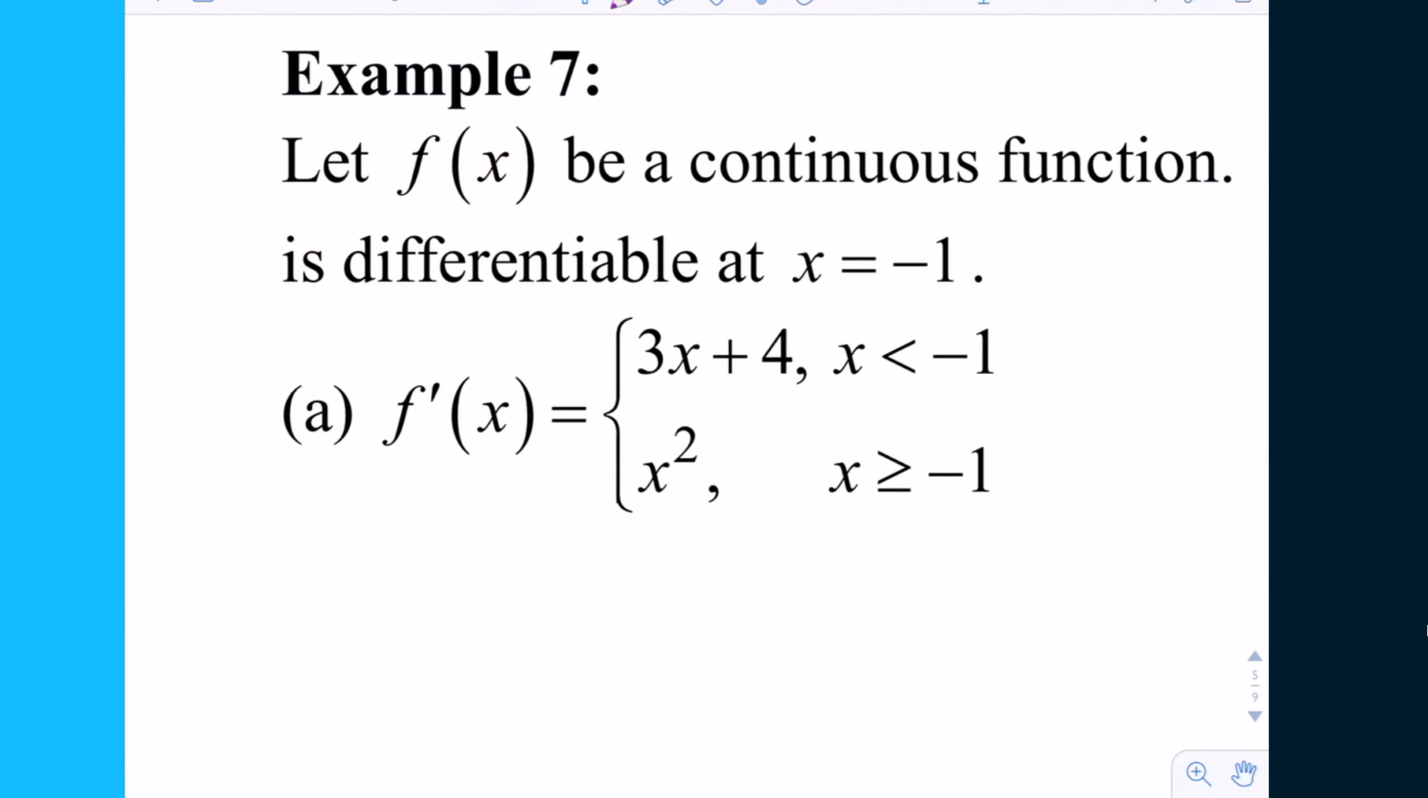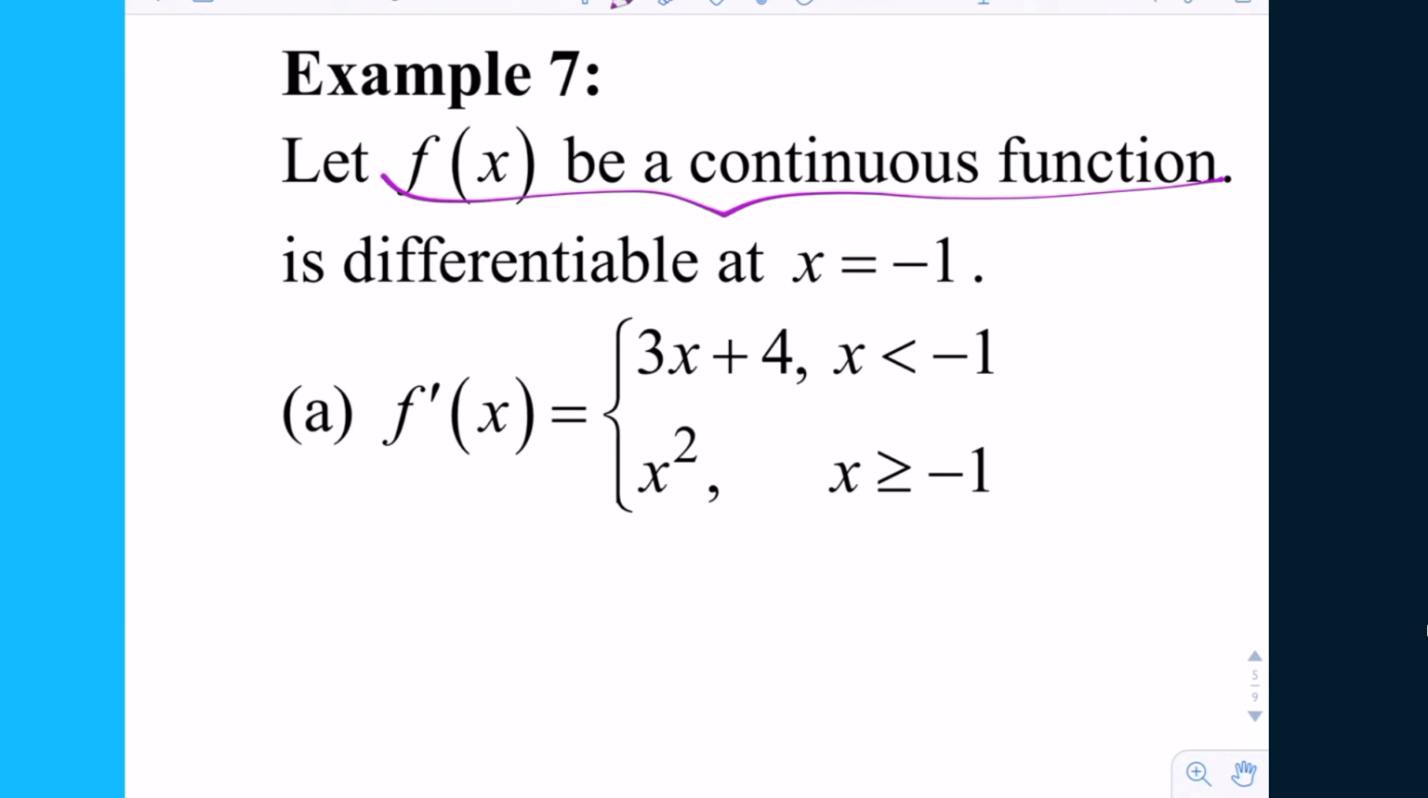Okay, so the fact that they tell us that the function f is continuous, does it say where it's continuous? No. So if they don't tell you where, you can assume that they mean where? Everywhere, right? For all x values. Which means it's connected everywhere.